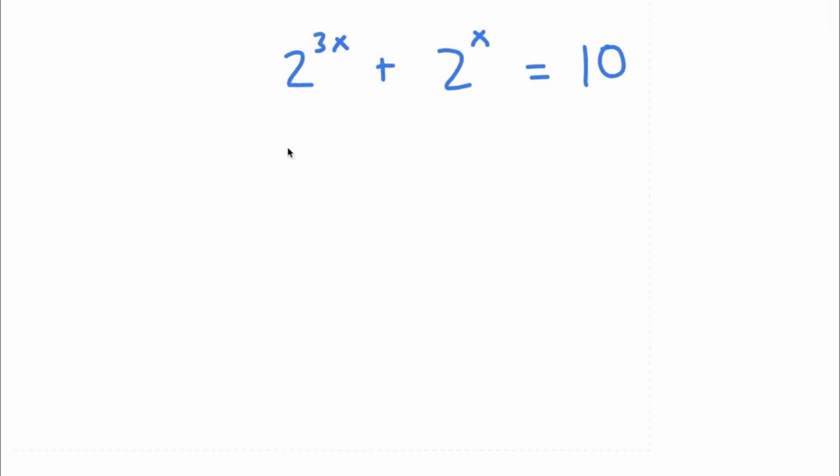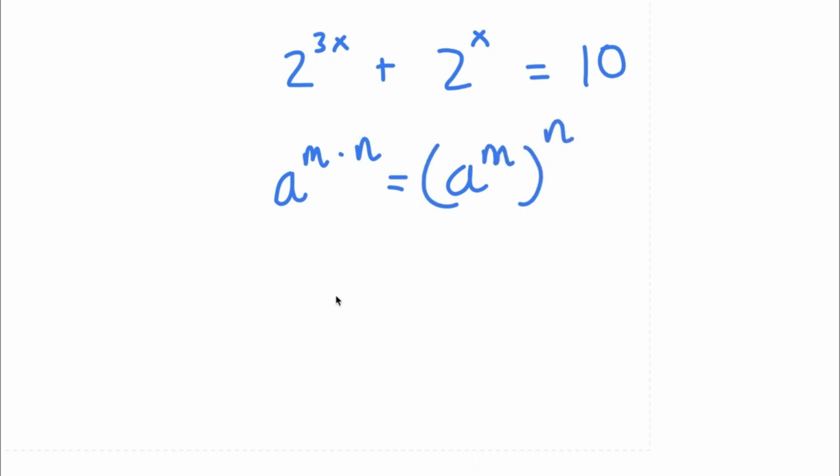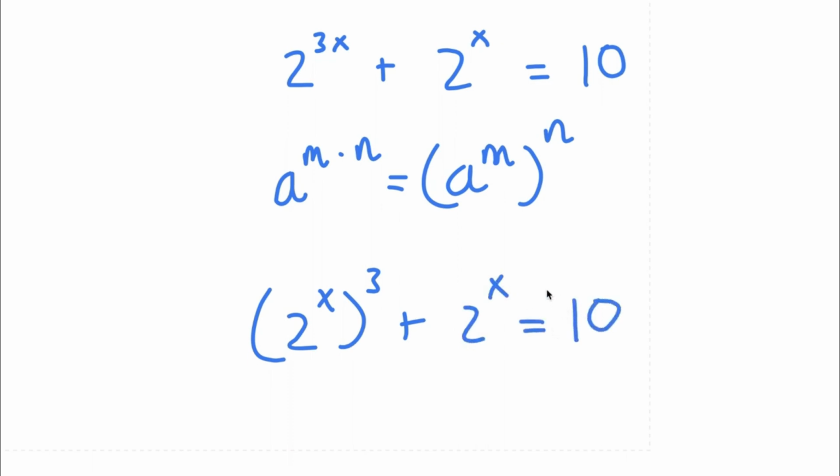Alright, so in this problem, I have 2 to the power of 3x plus 2 to the power of x is equal to 10. So if I have something in the form a to the power of m times n, this is the same thing as a to the power of m to the power of n. So 2 to the power of 3x, we can rewrite that as 2 to the power of x to the power of 3. So I have this plus 2 to the power of x is equal to 10.